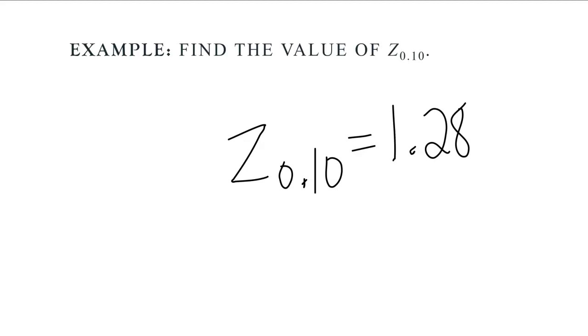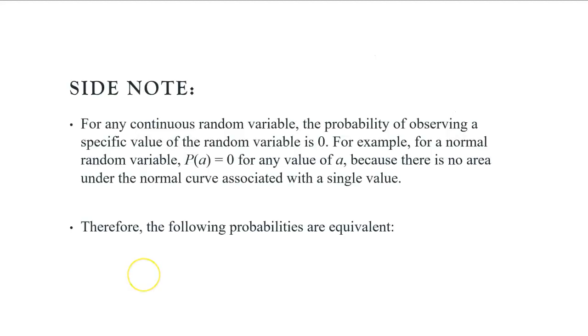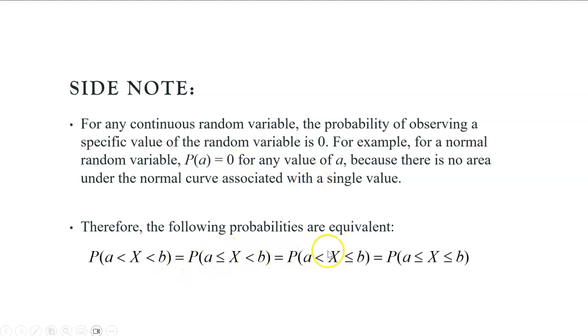One last thing I want to hit on is that with a standard normal distribution, the probability of any single value is 0 because there is no area under the curve there. Therefore, all of these probabilities are equivalent. So whether you have a line underneath or not, it's going to give you the same probability.